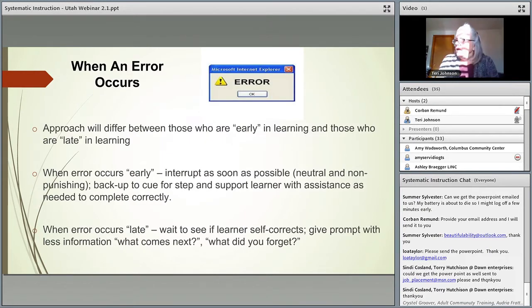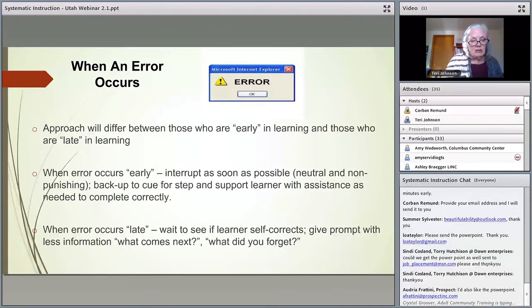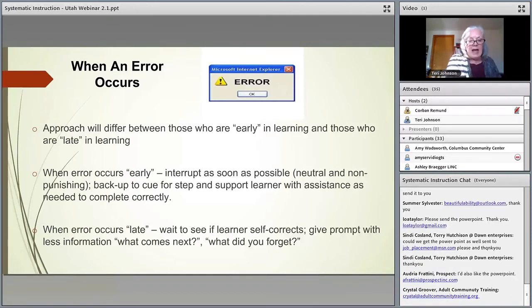Thank you. So when an error does occur, I will take a different approach depending on whether I believe someone's early in their learning or late in their learning. The way I think of that is when someone's early in their learning, they are not chaining those steps together. They're indicating a lot of confusion about what to do next and how the task goes.